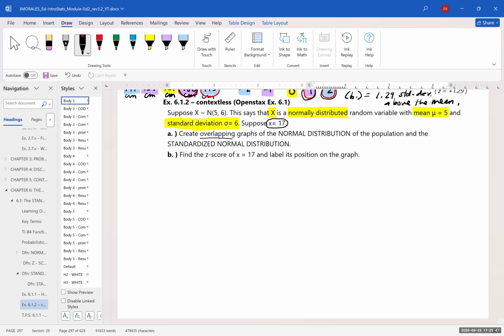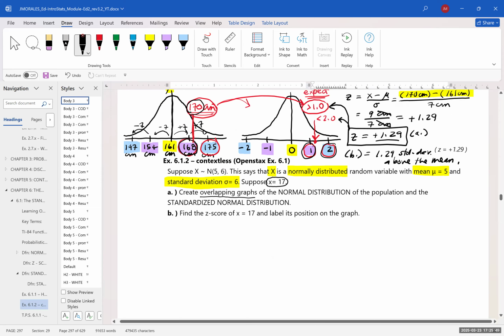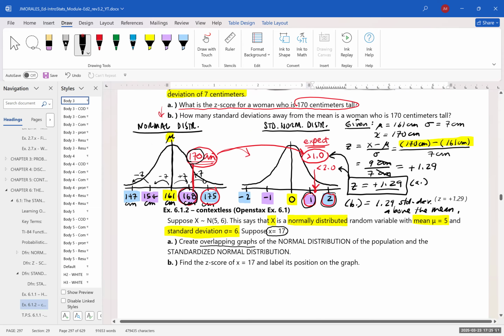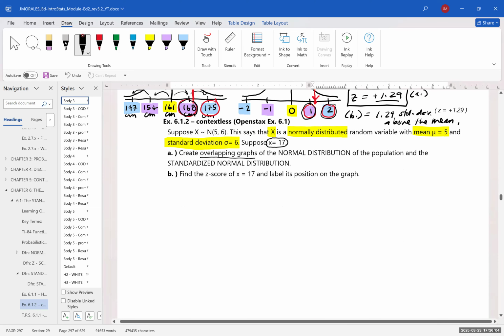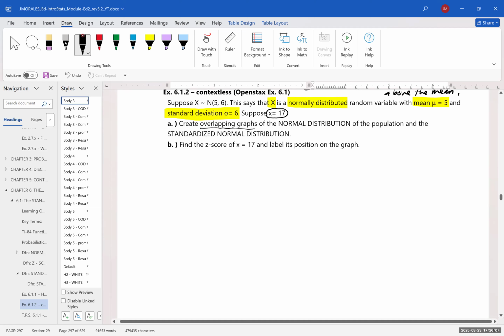So what I mean by overlapping graphs is, in the previous example, I took the normal distribution and the standard normal distribution and I put them side by side. But now instead of putting them side by side, let's overlay them on top of each other. Okay, that's what I mean by overlapping graphs. So if you want to, go ahead and pause now and see if you can sketch this on your own, and then resume and see if your sketch matches mine.